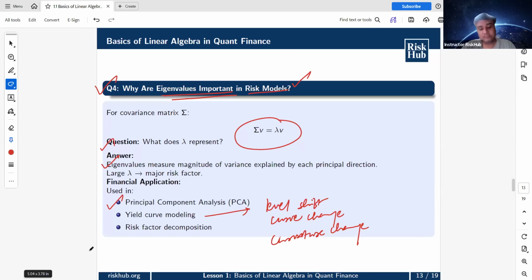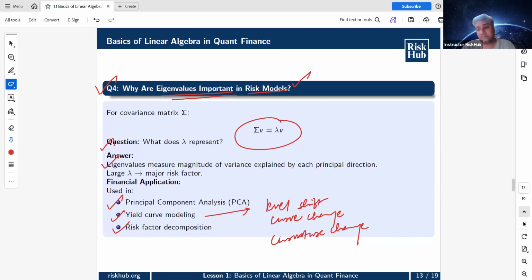These emerge naturally from eigenvalue decomposition. That is the beauty of linear algebra. The deeper idea here is that modern quant finance is often about reducing complexity into dominant dimensions. Eigenvalues are the mathematical machinery behind that reduction. And we can also use it for this factor decomposition, which I told you, right?